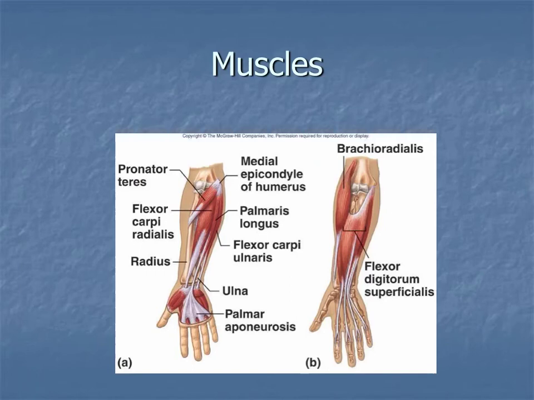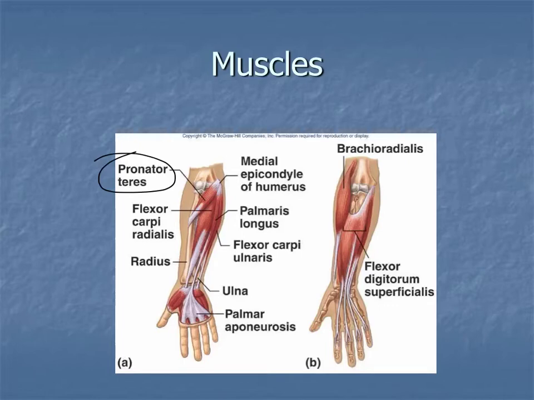Also mentioned in previous slides were some of the small muscles of the forearm and wrist. We have the pronator teres right here, which actually helps rotate the hand, or pronate, from palm surface forward facing to palm surface posterior facing.